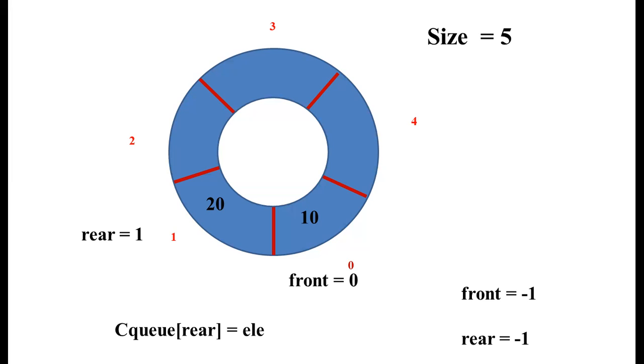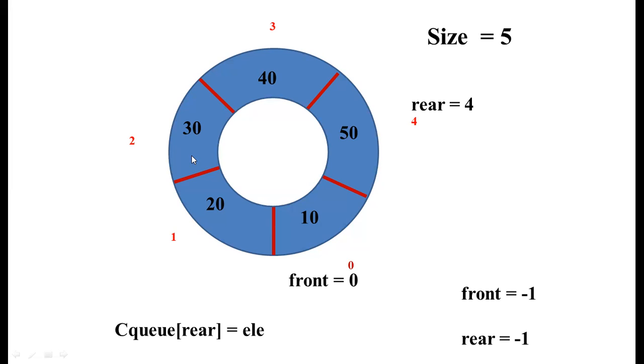And when we insert the third element, say 30, then 30 will be placed at this particular location only after the incrementing of the rear value. So now my rear becomes 2. Then using this statement CQ of rear is equal to element, I will be placing the 30. In the similar fashion, we can place 40 and in the same fashion we can place 50. So here the rear value will become 4 and 50 will be placed into the circular queue.